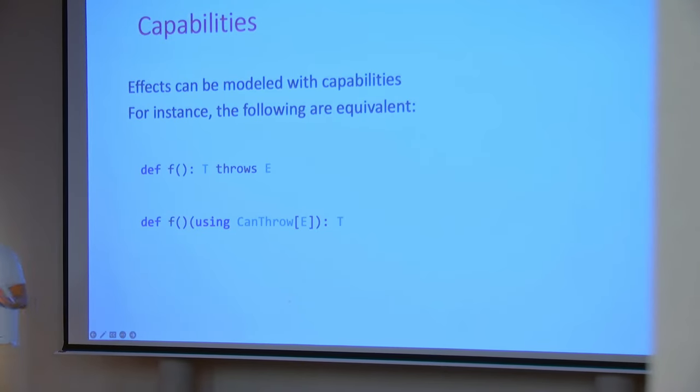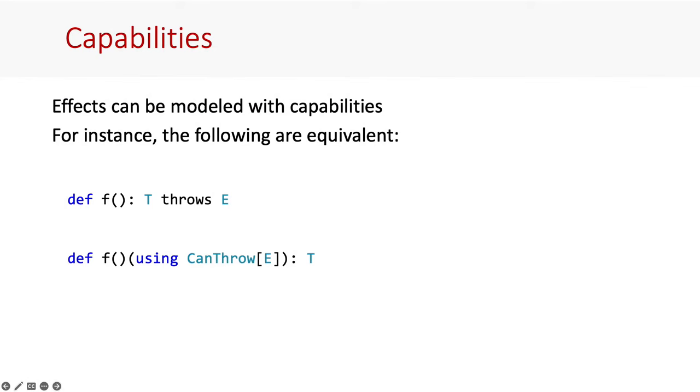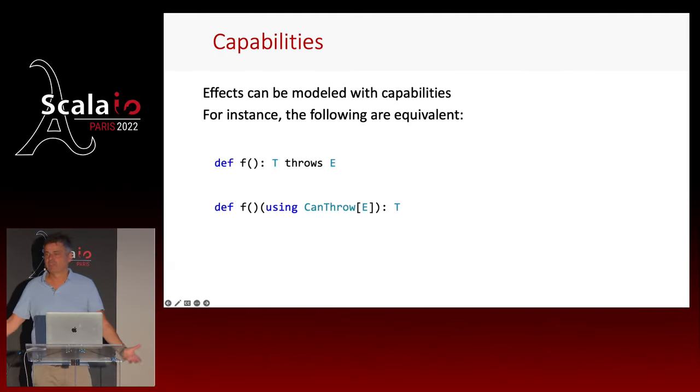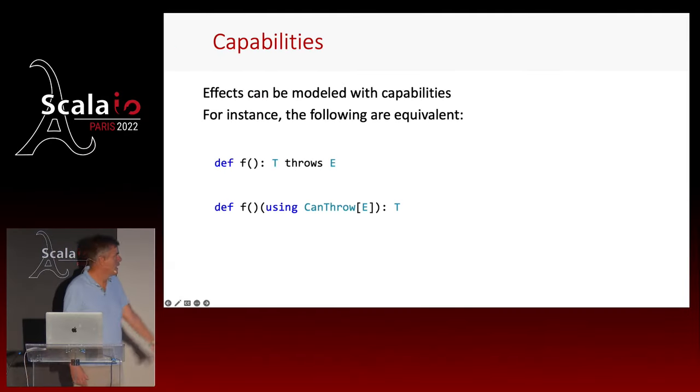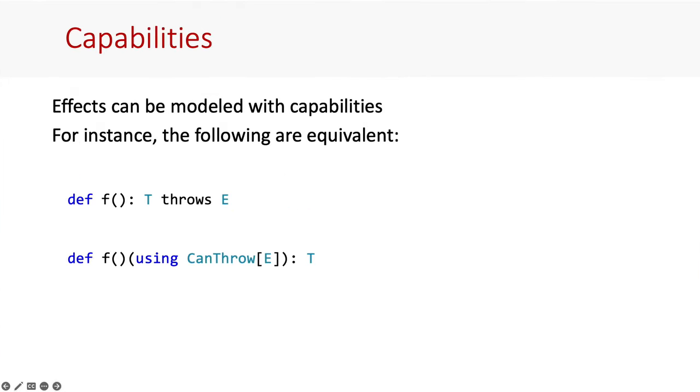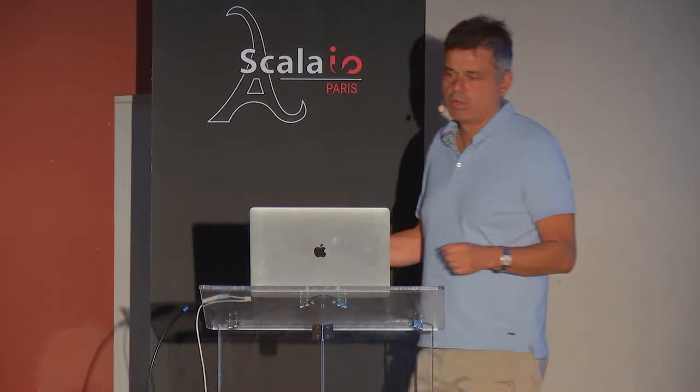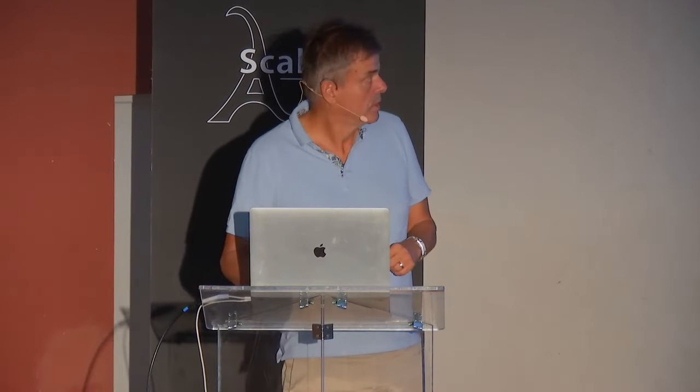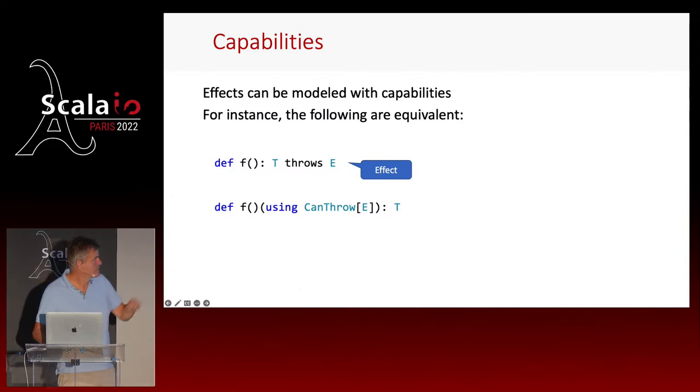The first is sort of Java-inspired, and it says we have a function f, and it returns a t, and it might throw an exception e. So throwing an exception, that's an effect annotation. That's an effect. And the second version of f says, here we have an f, and it just returns a t, but to do so, it needs to have a parameter of type CanThrow[E]. So I can throw the exception. Okay. So the first thing is an effect, and the second thing is what we call a capability.